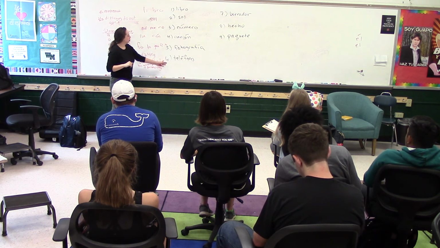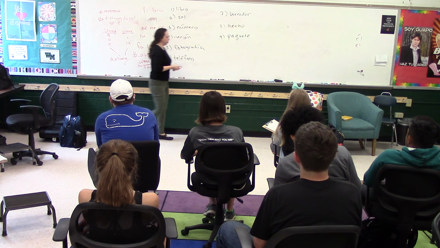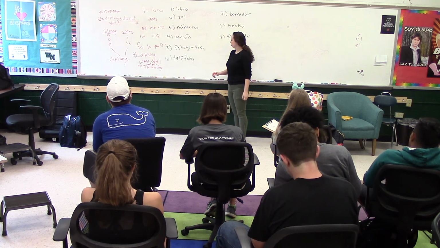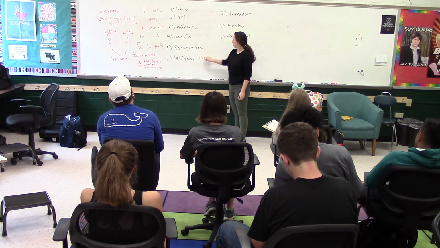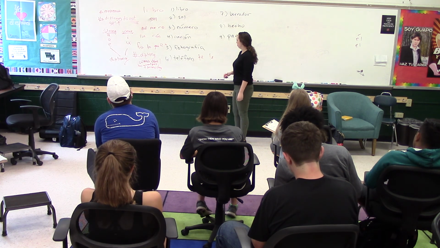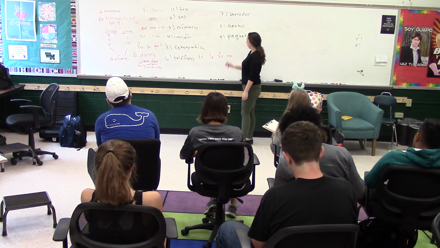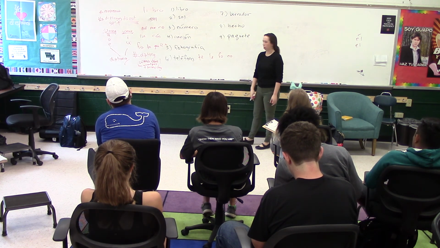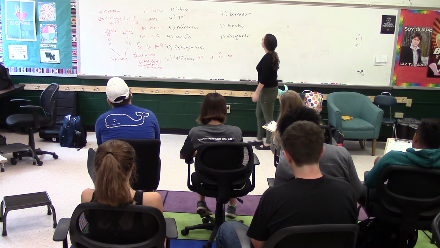All right. Now, let's do number 6. Divide. What's the first syllable? Te. Le. Fono. Okay, done. That's easy. Not that bad. Okay? All right, number 7.